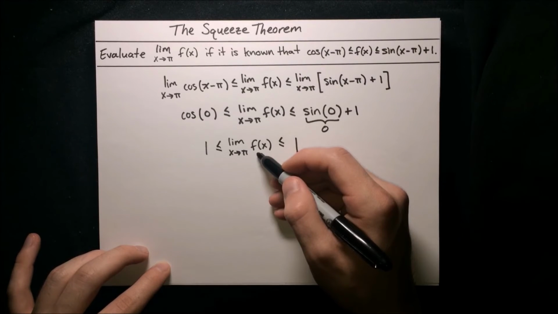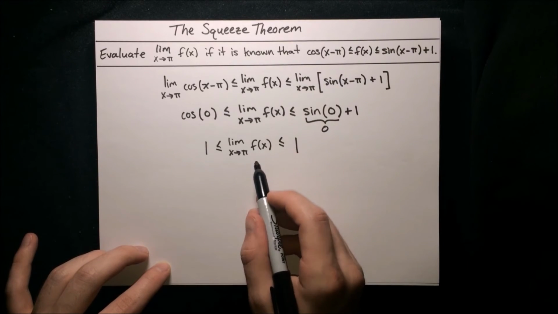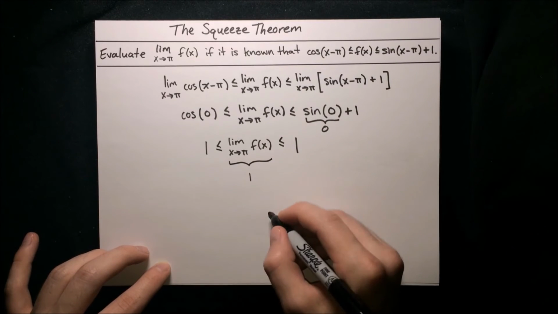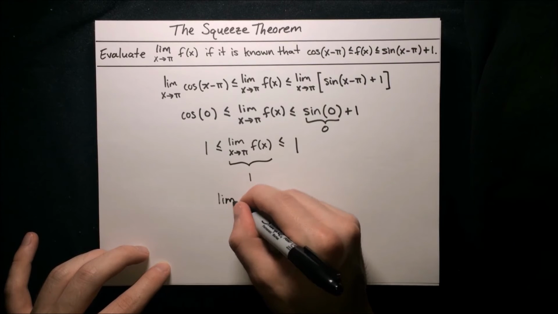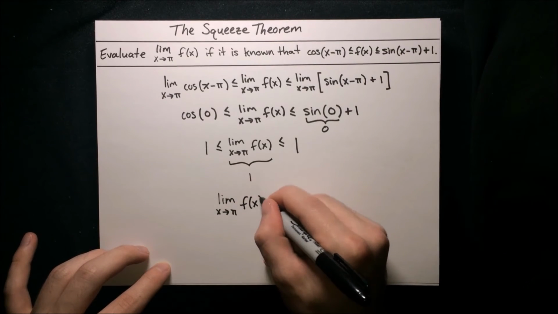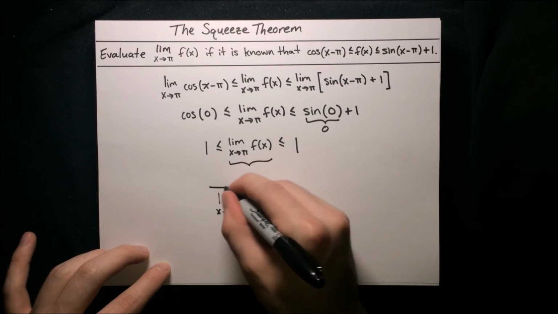Now, according to the squeeze theorem, we know that our limit is between 1 and 1, and the only number between 1 and 1 is 1. So that's the value of our limit. Our limit, as x approaches pi of f of x, is just equal to 1.